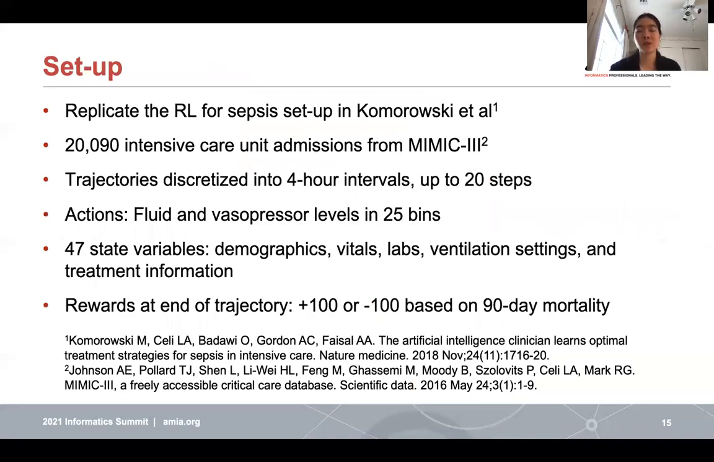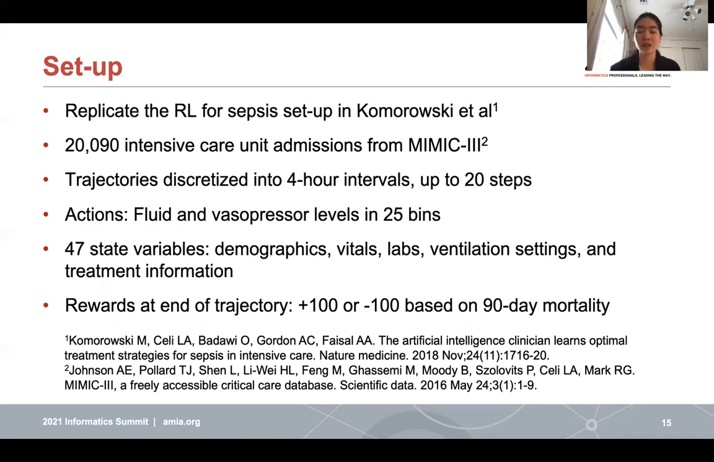For our work, we replicate the reinforcement learning for sepsis setup from the Komorowski et al. paper. The dataset consists of 20,090 intensive care unit admissions from the MIMIC-3 database. The trajectories are discretized into 4-hour intervals. That is, the average or maximum for each feature is taken across a 4-hour time span. Up to 20 steps of the trajectory are taken, roughly around the time of sepsis onset.